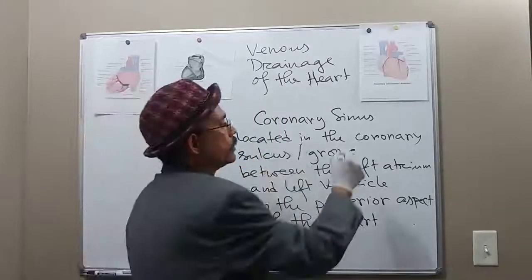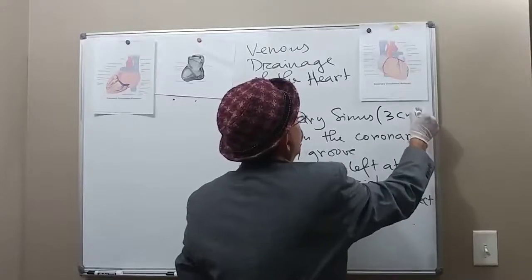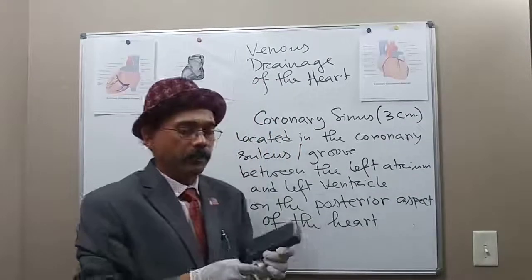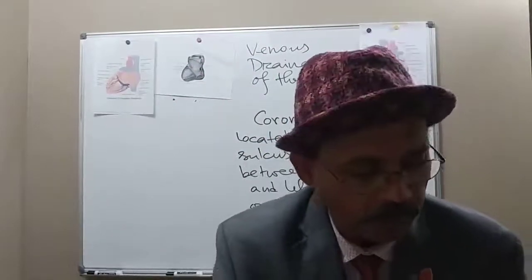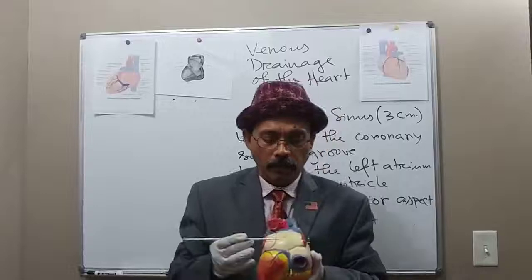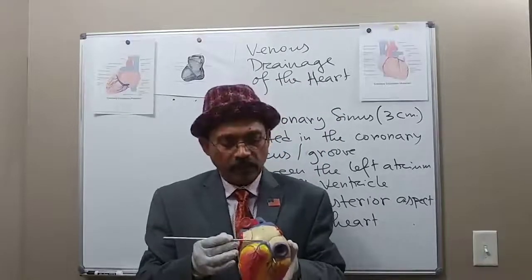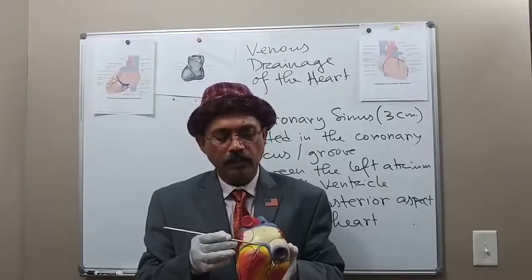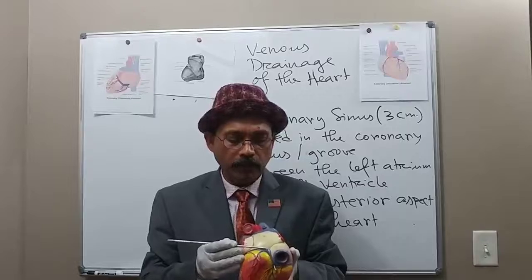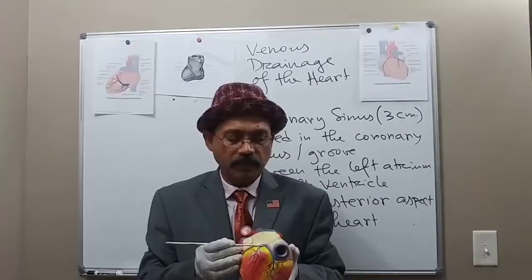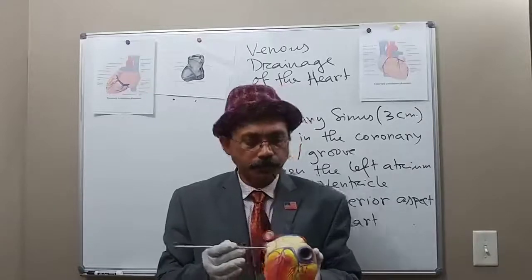So this is around 3 centimeter in length. It is located posteriorly, so we have to identify that. Okay, so this is the coronary sinus. This is the vein present in the groove between the atria and ventricle called the coronary sulcus or coronary groove. This is the major vein on the wall of the heart.